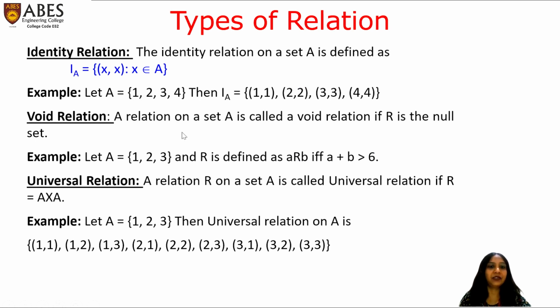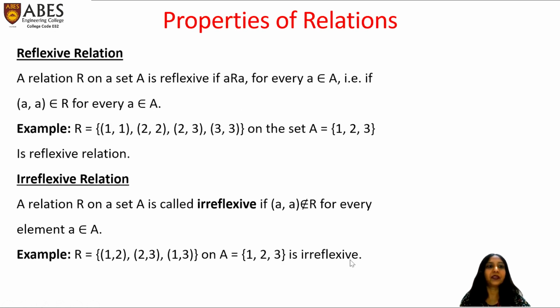Void relation. A relation on set A is called a void relation if R is a null set. For example, universal relation. A relation R on set A is called a universal relation if R is equal to the Cartesian product A cross A. For example, let A be the set 1, 2, 3. Then the universal relation on A is found by taking the Cartesian product of A with itself, and all the elements will come in it and it will become the universal relation.